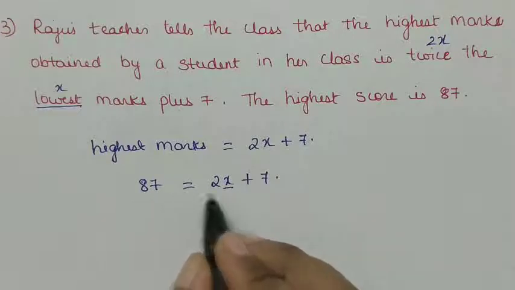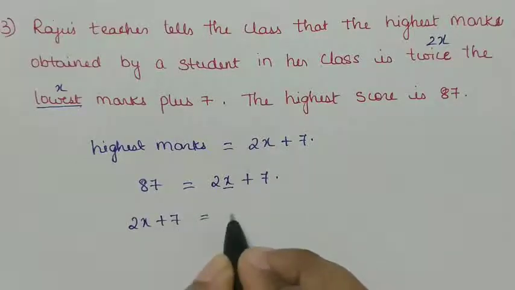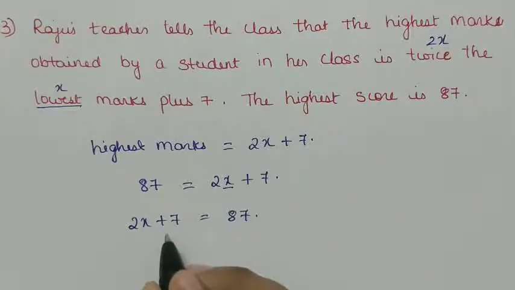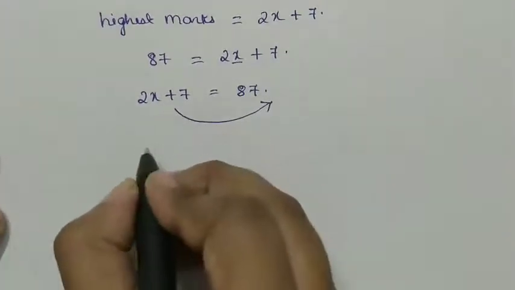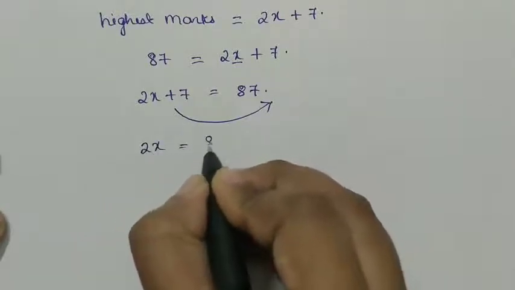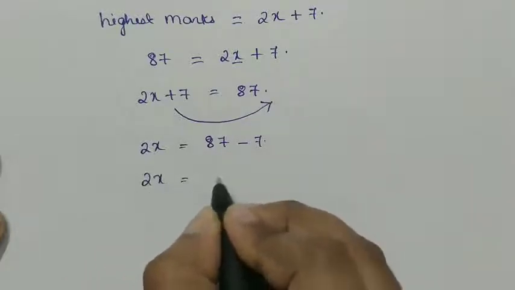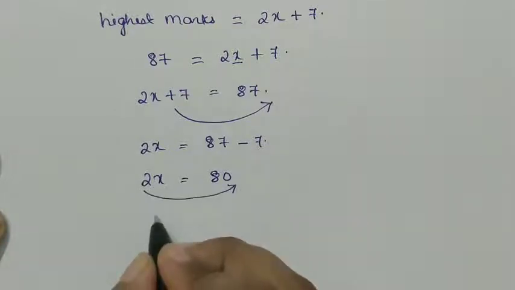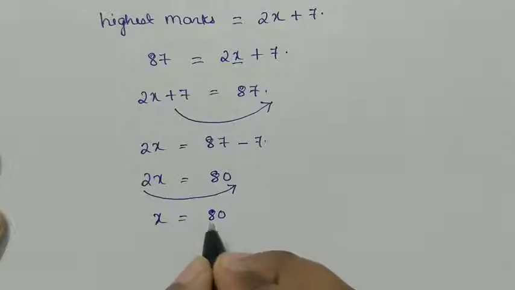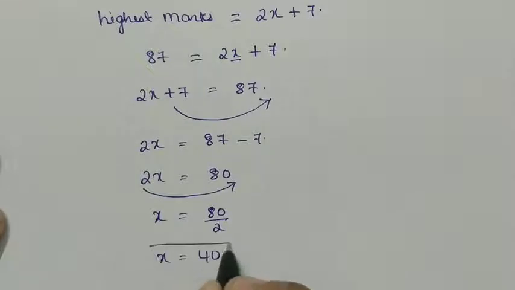Interchange LHS and RHS. 2x plus 7 is equal to 87. Now transpose plus 7 to RHS. 2x is equal to 87 minus 7. 2x is equal to 80. Now transpose 2 to RHS. X equal to 80 divided by 2. Therefore, x equal to 40. The lowest mark is equal to 40.